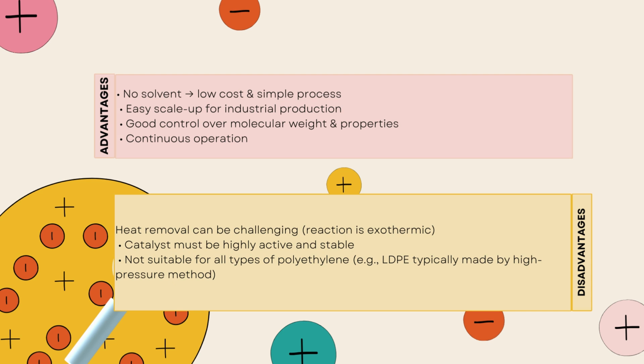Heat removal can be challenging because the polymerization reaction is exothermic, meaning it releases a large amount of heat. The catalyst used must also be highly active and stable to ensure efficient operation. Furthermore, gas phase polymerization is not suitable for all types of polyethylene. For example, low density polyethylene, or LDPE, is typically produced using a high pressure polymerization method.